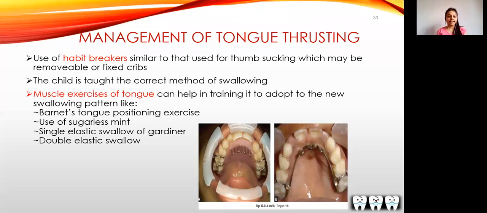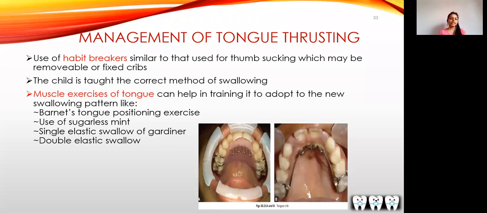Different muscle exercises of the tongue can also be taught to the child to adopt the new swallowing pattern, like Barnett's tongue positioning exercises, in which the position of the incisive papilla, which is present behind the maxillary central incisors, is identified, and the child is asked to place the tip of the tongue on the papilla and swallow. Next is the use of sugarless mint. The sugarless mint is held against the roof of the palate and the child is asked to swallow while keeping his cheeks and lips closed.